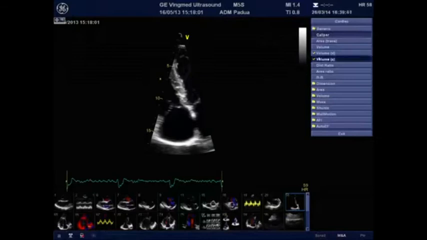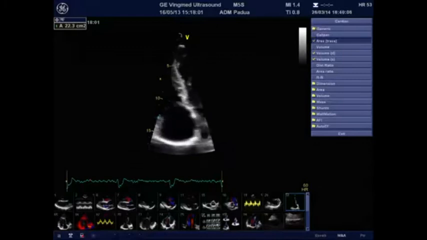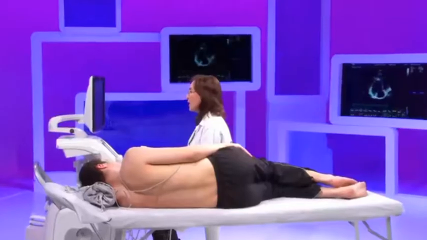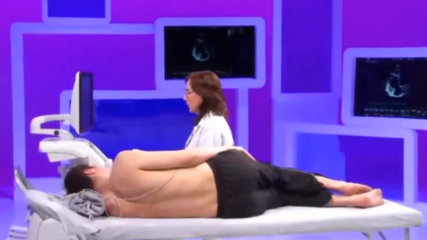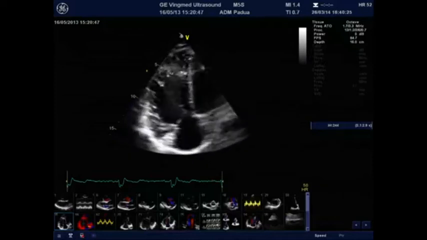For instance, if you would like to measure the area, you select from the measurements area trace, and then you need to identify the endocardial border of the right atrium, and then here at the level of the tricuspid valve you need to close, and here you obtained 22, so that there is a mild enlargement of the right atrium as expected in a patient with Fallot.